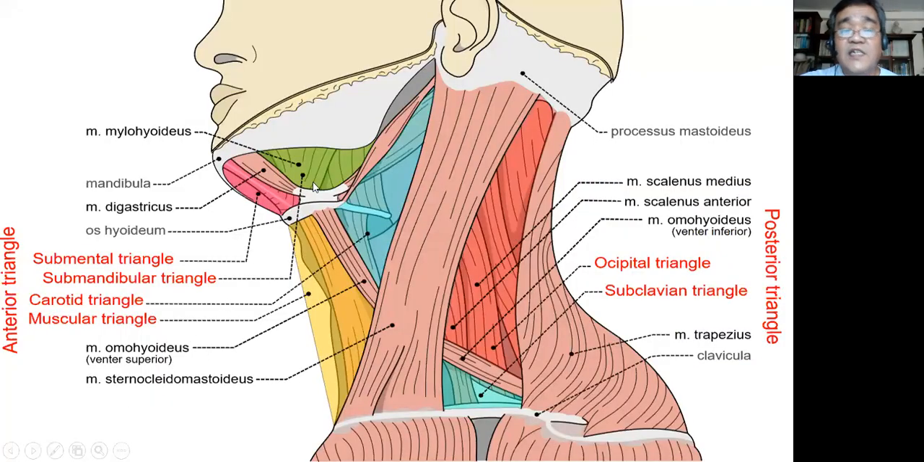So these are the different sub-triangles over the anterolateral portion of the neck and also over the posterolateral portion of the neck. Now, we will not discuss the boundaries of each of these triangles and their contents anymore. So I leave that to you for your reading, okay?